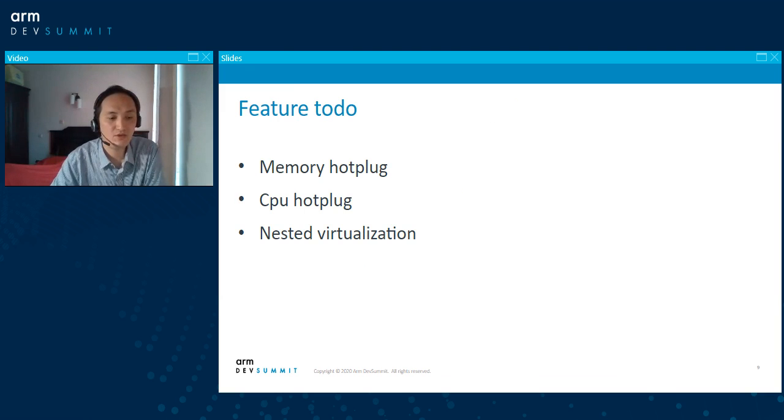There is something we need to do in the future, something like the memory hot plug and the vCPU hot plug. The memory hot plug including the virtual I/O mem, which is a feature a trade-off between the ACPI-based way and the virtual I/O memory balloon. Also, we need to verify and improve the nested virtualization if the upstream patches are merged.